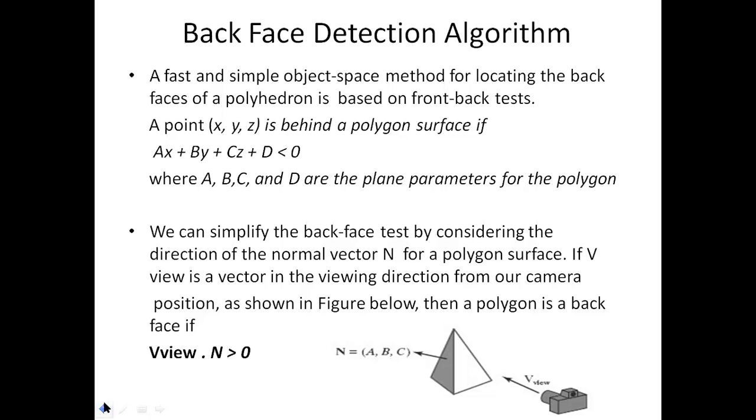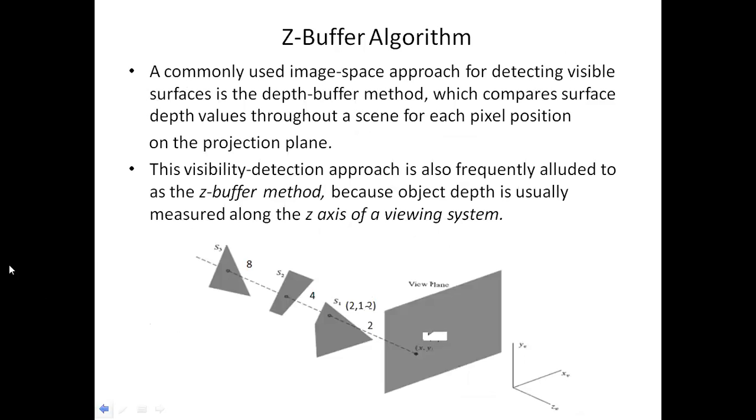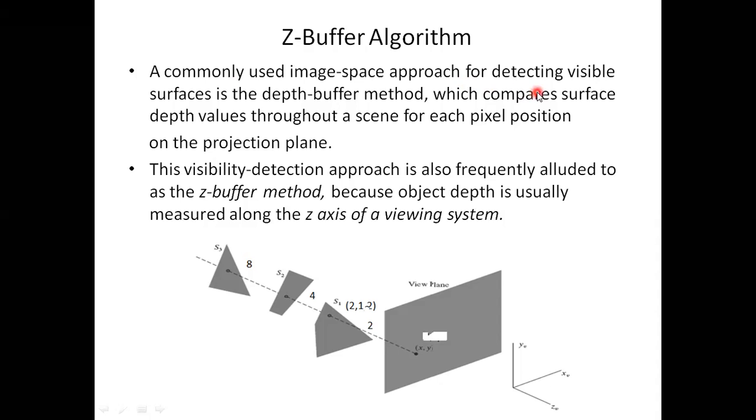So that was the reason why we started finding different types of algorithms. Coming to the second algorithm, which we name the Z buffer algorithm. Basically, this algorithm uses the image space approach for detecting visible surfaces. Visible surface means front face. So, what is this image space approach?